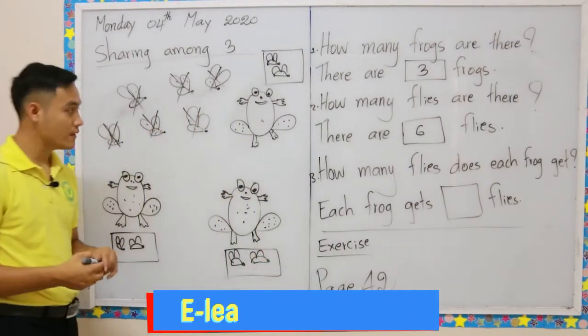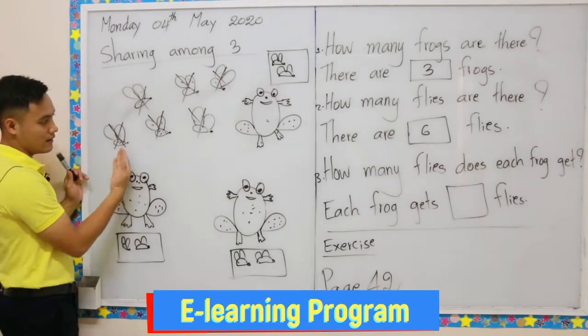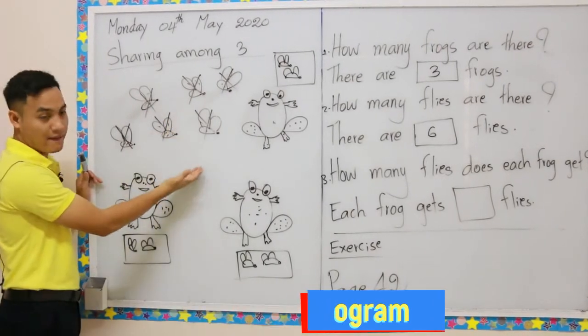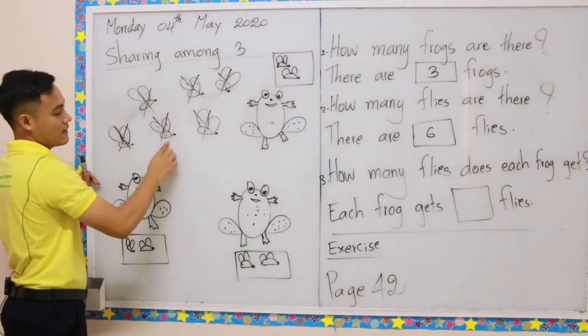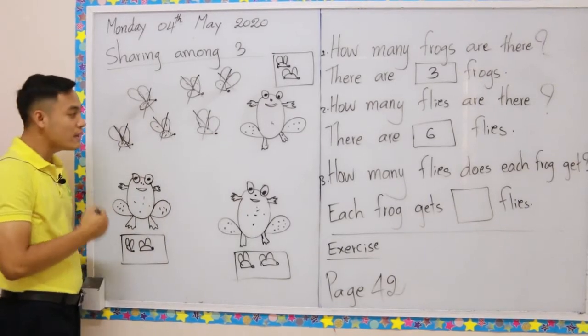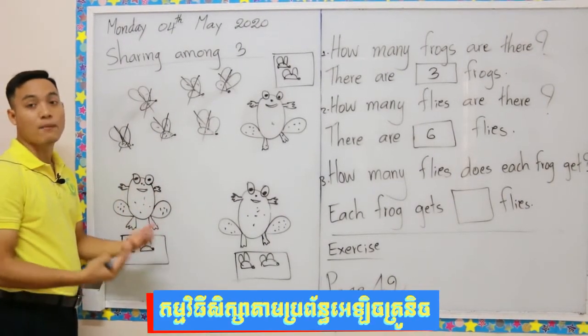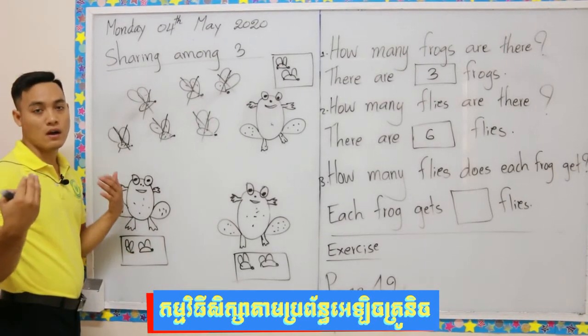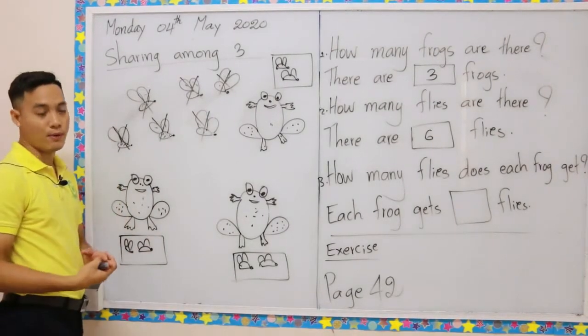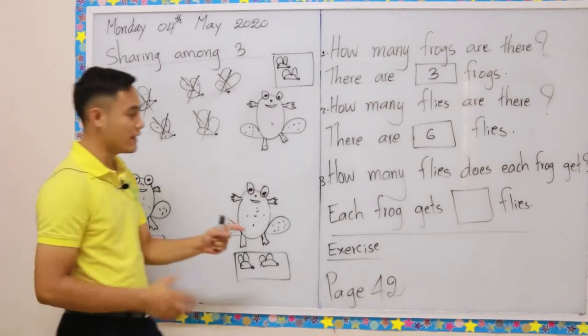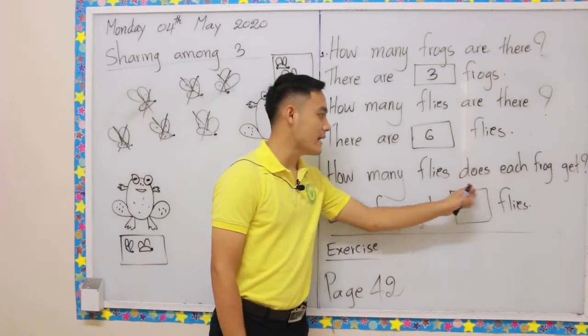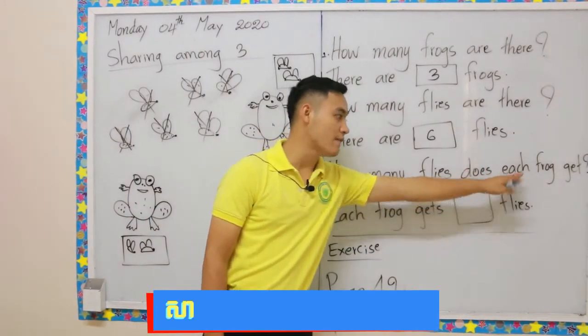So look, are there any flies left? 1, 2, 3, 4, 5, 6. No more, right? So this means that you already shared among 3 groups, or 3 people. And we go to the question again: how many flies does each frog get?